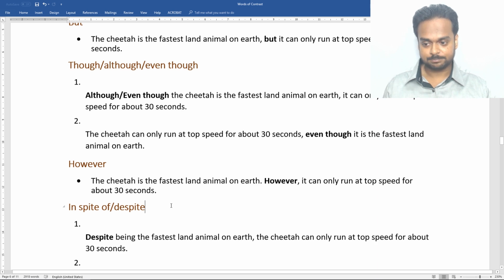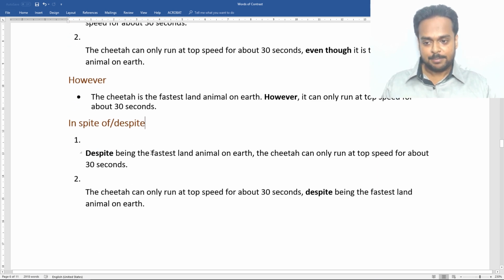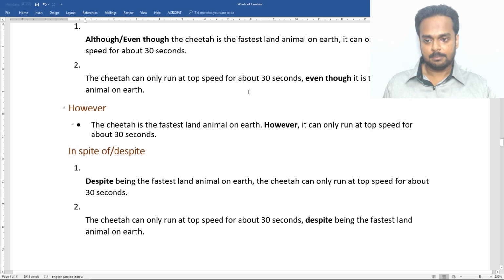Here's how I wrote them. Despite being the fastest land animal on earth, the cheetah can only run at top speed for 30 seconds. Notice that I've said despite being. So what I've done is I've taken the main verb, the cheetah is the fastest land animal. So is a form of the verb be. I've made being by adding ing to that verb. And I've said despite being fastest land animal on earth.